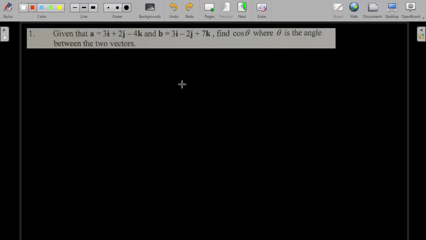To begin with, we're going to solve this question, and it reads: given that vector A is equal to 3i plus 2j minus 4k, and B is equal to 3i minus 2j plus 7k, find cos theta, where theta is the angle between the two vectors. So what do we have to do?